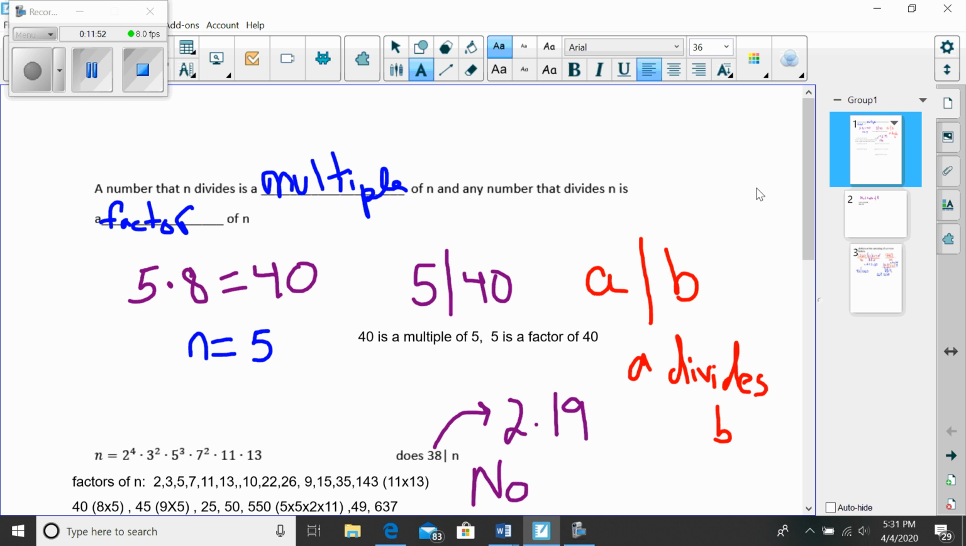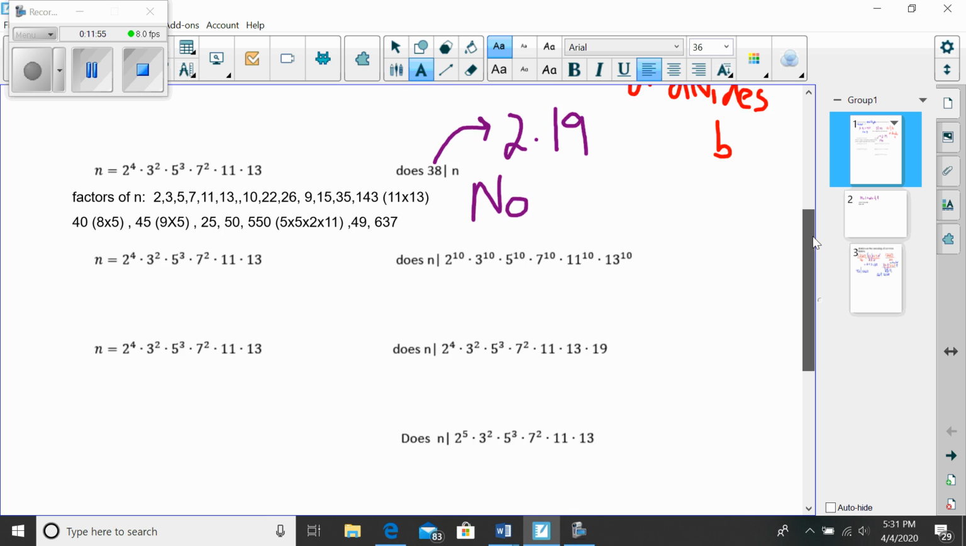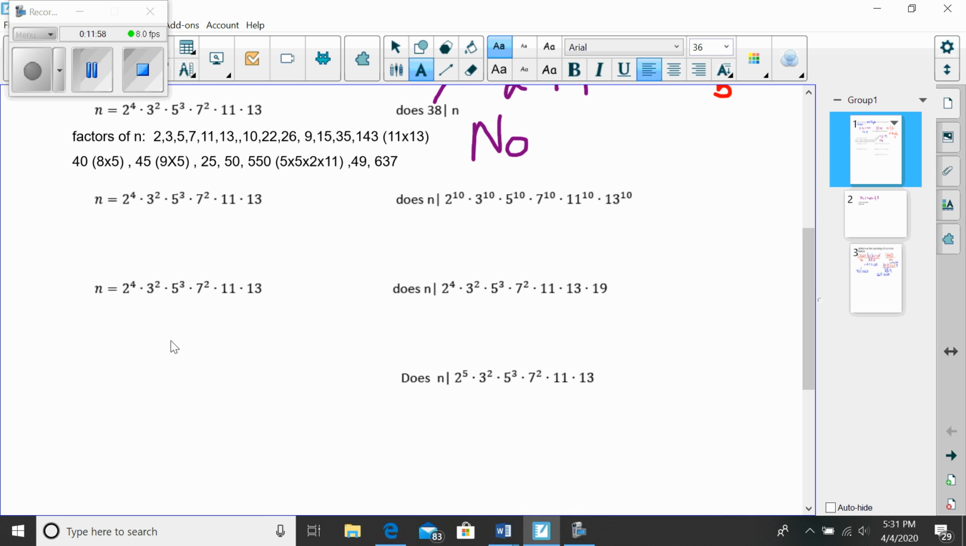So back to here, if I wanted to find multiples of n, right, I just have to take n and multiply it by anything. And students really have a hard time finding multiples when it's really not that hard, and there are an infinite number of multiples. So when I tell you on your classwork to list 5 multiples, right, you have an infinite amount of multiples that you could give me. So if I were to take n and multiply it by 2, I would have 2 times that, right?